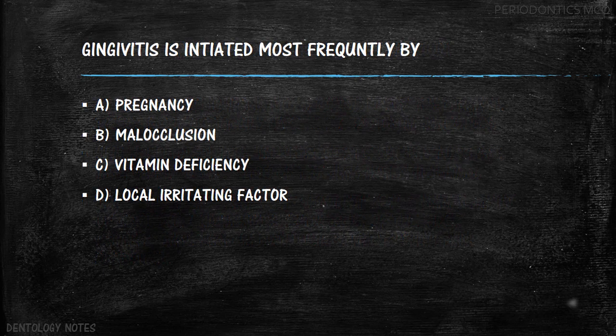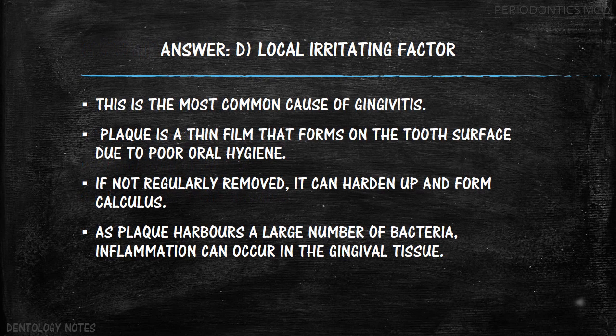Gingivitis is initiated most frequently by: A. Pregnancy. B. Malocclusion. C. Vitamin deficiency. D. Local irritating factor. Answer: D. Local irritating factor. This is the most common cause of gingivitis. Plaque is a thin film that forms on the tooth surface due to poor oral hygiene. If not regularly removed, it can harden and form calculus. As plaque harbors a large number of bacteria, inflammation can occur in the gingival tissue.